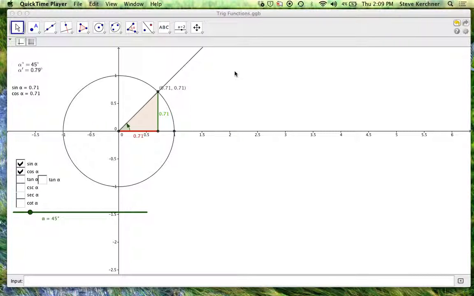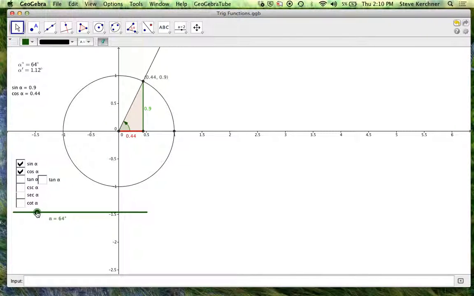Okay, so I want to review the trig functions that we've covered so far and also introduce you to 3 new trig functions. So here we have the unit circle, and right now I'm showing you sine and cosine, sine in green and cosine in red. The angle is 45 degrees or 0.79 radians shown in the upper left-hand corner. The values of sine and cosine are here. 0.71, 0.71.